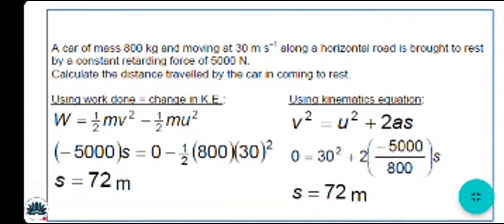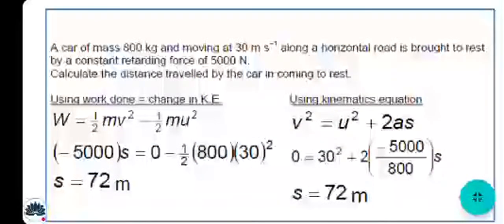You can use the kinematic equations, the accelerated motion equation, v squared equals u squared plus 2as. Insert the values and you'll get the answer. You can try another way, using work done equals change in kinetic energy: W is equal to half m v squared minus half m u squared. Insert the values and you'll get the answer. Both methods are valid, and you can see that the answers are the same.